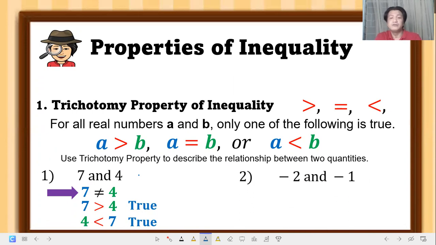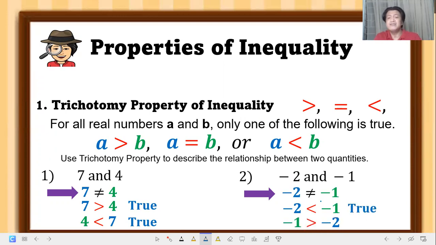Let's have another number 2. Negative 2 and negative 1. If you compare, obviously negative 2 is not equal to negative 1. Therefore, to relate the symbol, we can say that negative 2 is less than negative 1. Kasi yung negative 1 mas malapit sa 0, kaya nga siya nakaharap doon. Kaya less than yung symbol natin. And therefore, or you can use the symbol greater than, kaya negative 1 is greater than negative 2. That is true. Ibig sabihin yan, yung negative 1 ay mas mataas sa negative 2. Isa lang yung pwede maging true yan.